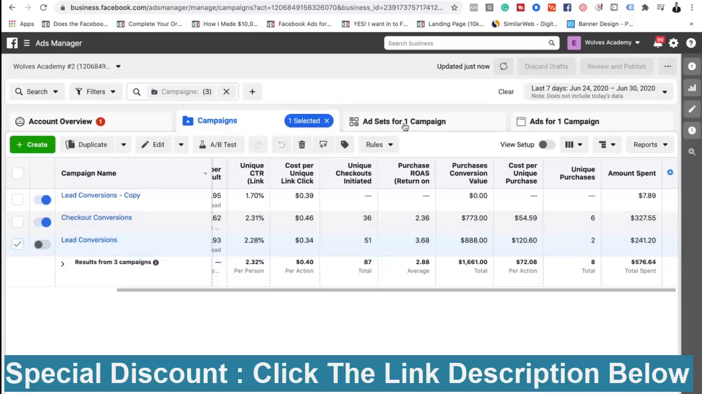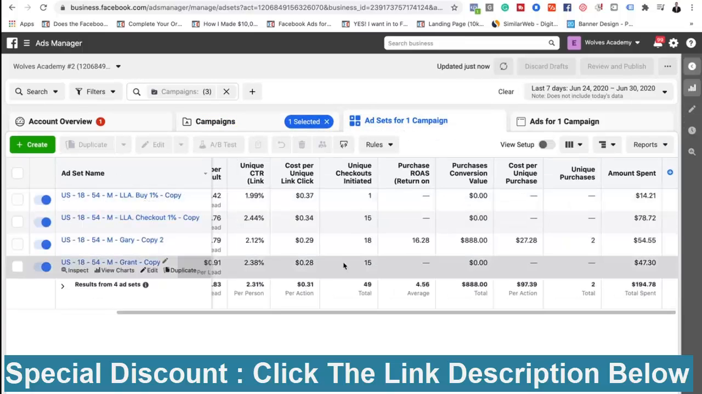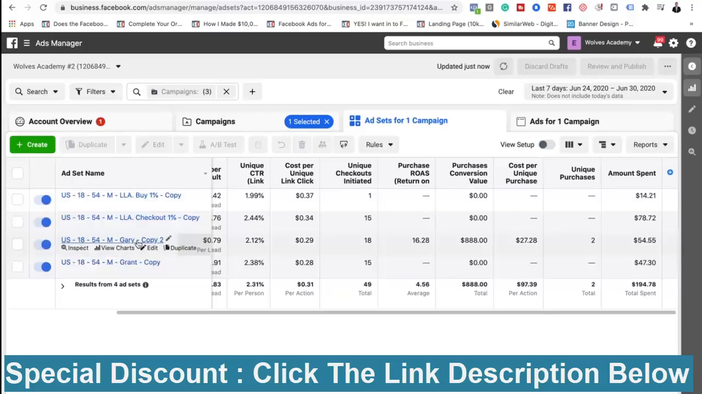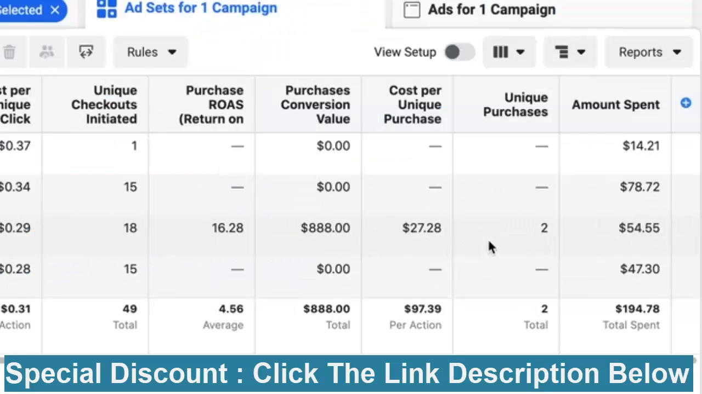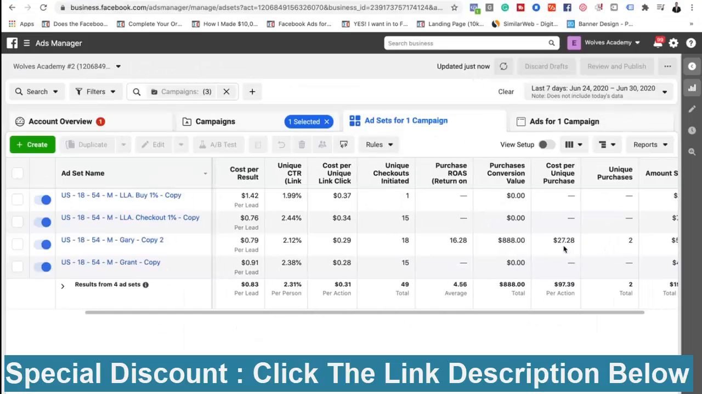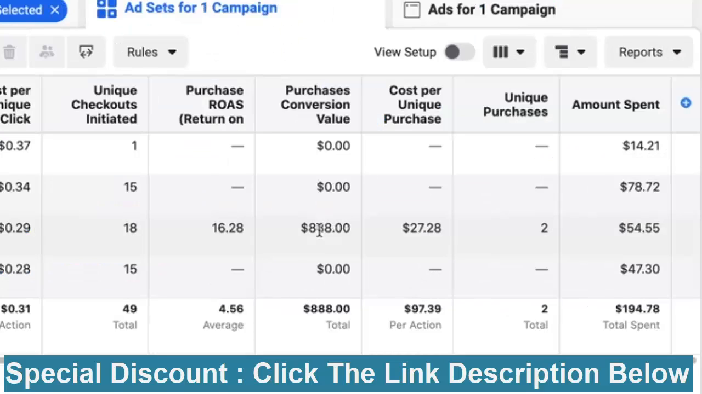So if I go to the actual ad set level, this ad set right here is crushing it. Gary V is crushing it. $27 cost per purchase and 2 different purchases, right? So that one's crushing it. So if you look here, we made $888 off of a $54 ad spend.